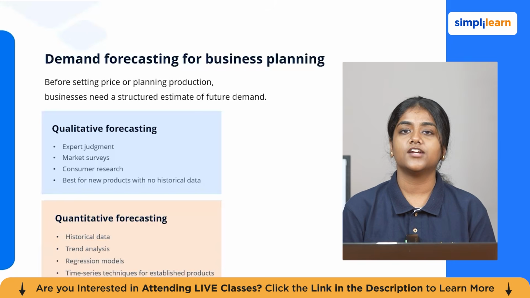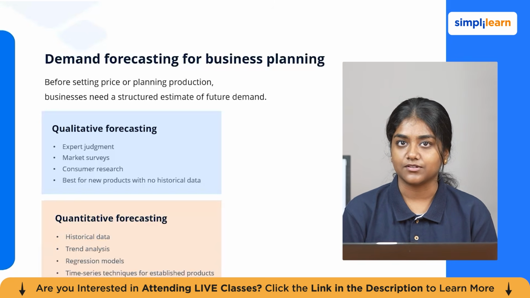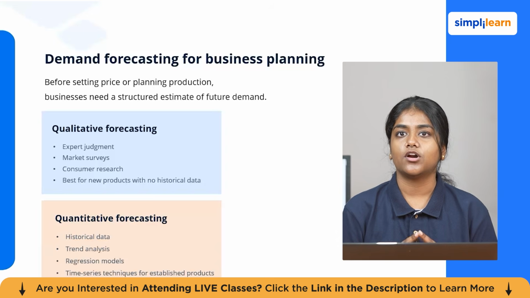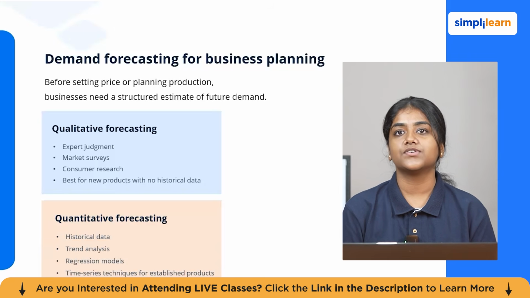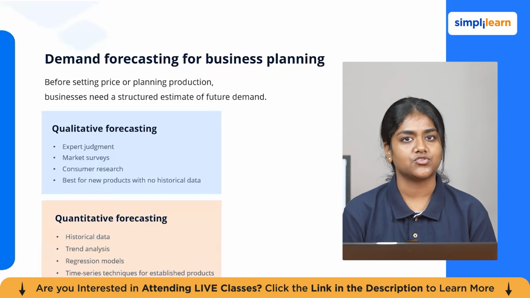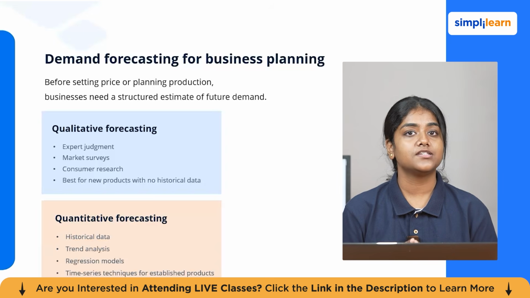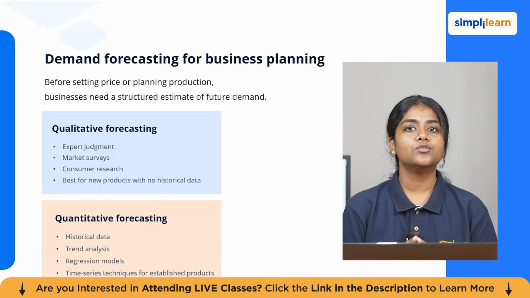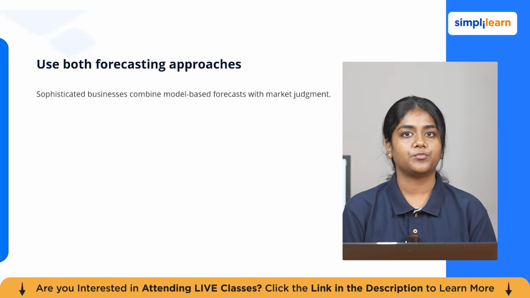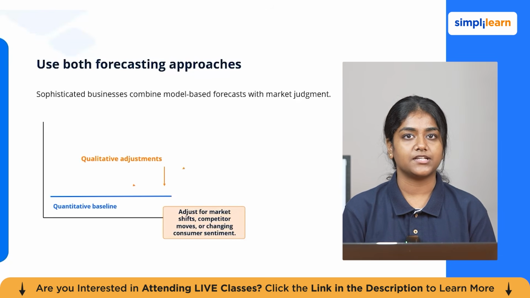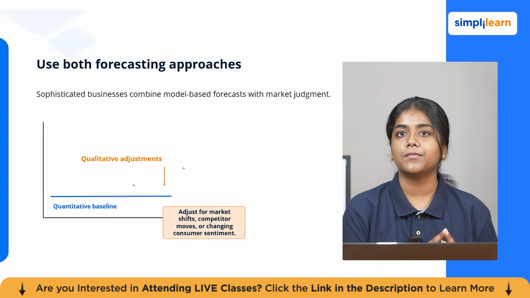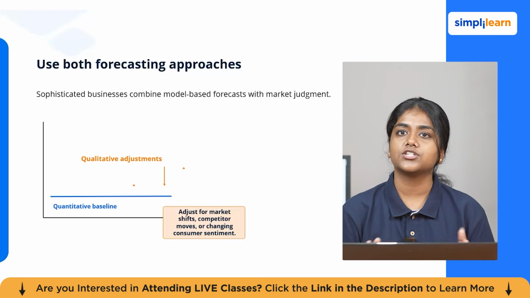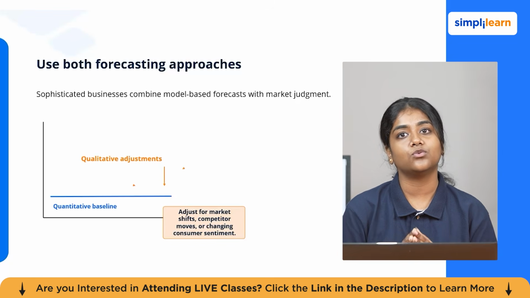Quantitative forecasting relies on historical data and statistical methods, trend analysis, regression models, and time series techniques that project future demand based on past patterns. This approach works best for established products with a reliable sales history, where past patterns are a reasonably good guide to the near future. So more sophisticated businesses combine both approaches, using quantitative models as a baseline, then adjusting that baseline based on qualitative judgment about upcoming market shifts, competitor actions, or changing consumer sentiment that historical data alone wouldn't capture.